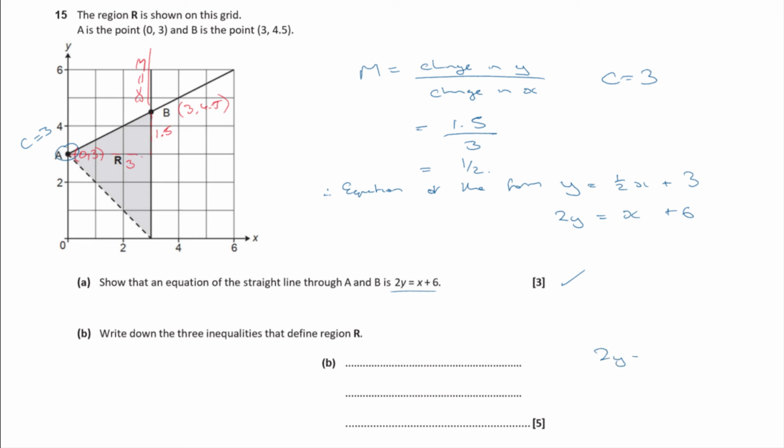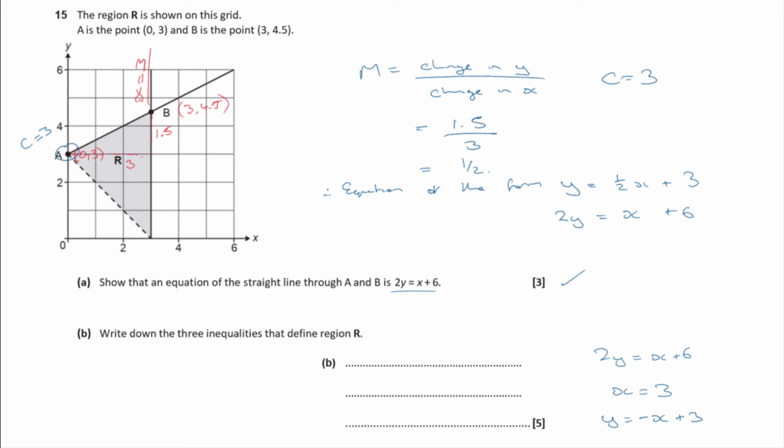So I've got 2y equals x plus 6. I've got x equals 3, and the other one is a line sloping down 1 unit for every unit across. It's going to have a gradient of -1, and it passes through the y-axis at 3, so it's going to be y equals -x plus 3. So they're the equations of each of the lines, but we need to work out the inequalities that go with them.